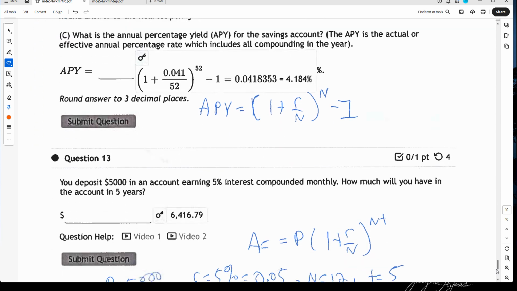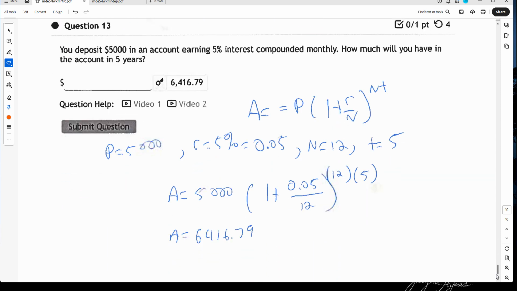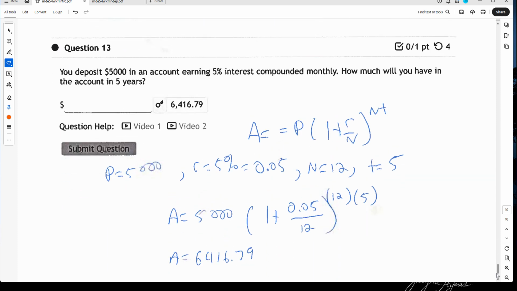And number 13, you deposit $5,000 into an account earning 5% interest compounded monthly. What is the future value? How much will you have in the account in 5 years? So you can see what P is. P is 5,000. My R is 5%, a decimal 0.05. Compounded monthly, N is 12, and the life of it is 5, so T is 5. So you plug into your formula.